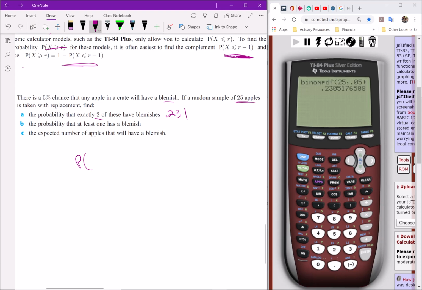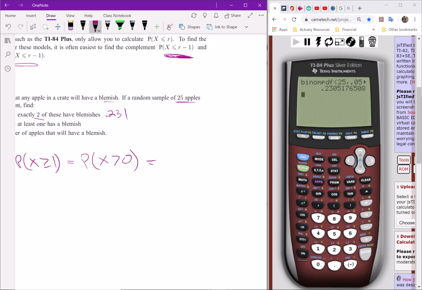Now if you want to go to B, what's the probability that at least 1 has a blemish? So what we're asking for is the probability that x is greater than or equal to 1. Again, your calculator cannot do x is greater than or equal to 1. Because it's discrete, this is the same as the probability that x is greater than 0, not including 0, because you can't have 0.1, 0.2, 0.5.